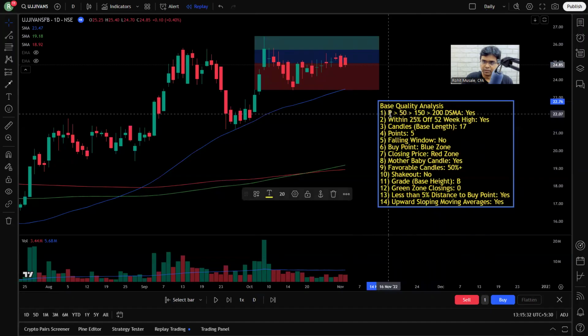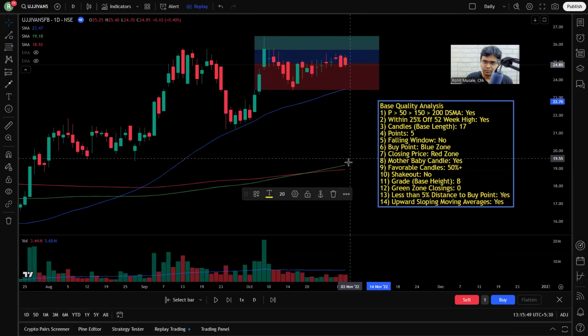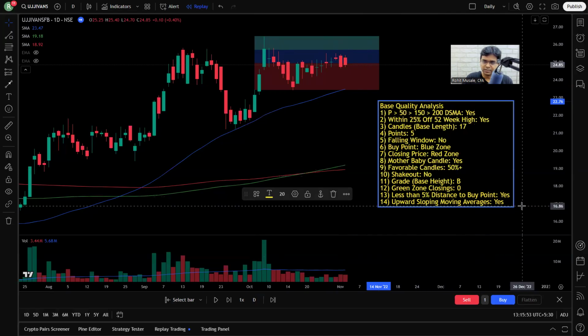Point number 1: price should be above the 50-day, the 50-day should be above the 150-day, and the 150-day should be above the 200-day simple moving average. Is that condition satisfied? The answer is yes. See, price is above the blue line, blue, green, red: 50-day, 150-day, 200-day. So the first condition is satisfied. This is a non-negotiable criteria.